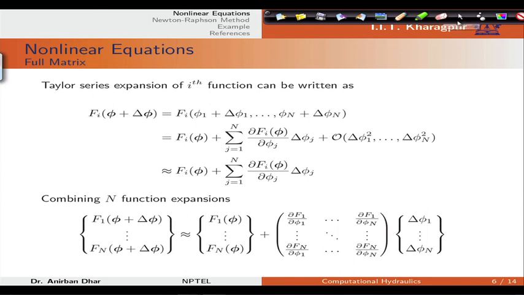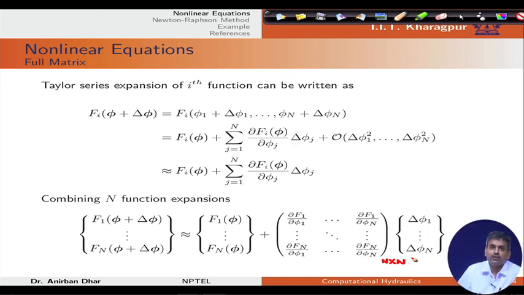Now, from this one we can get some interesting results. Obviously, in this case we have 1 to n, so n cross n is the size of this Jacobian matrix. This is called the Jacobian matrix, containing the first order derivatives of the functions with respect to the variables.